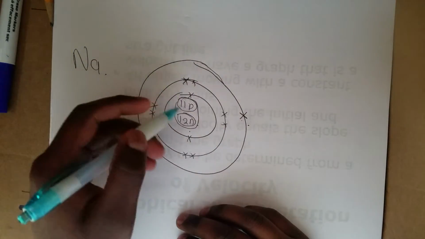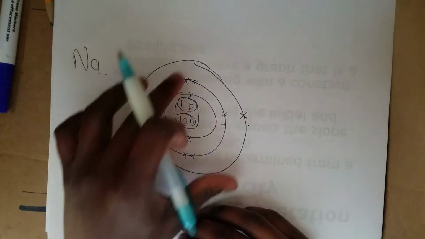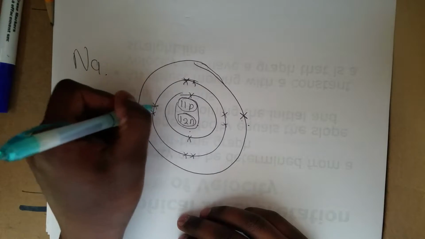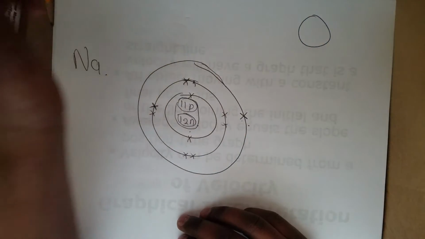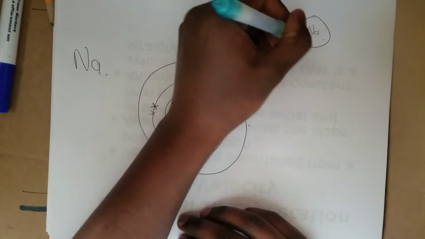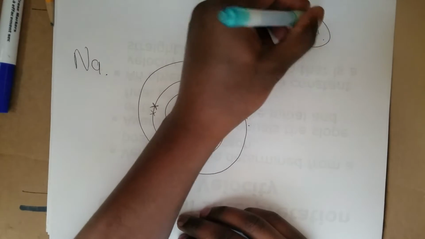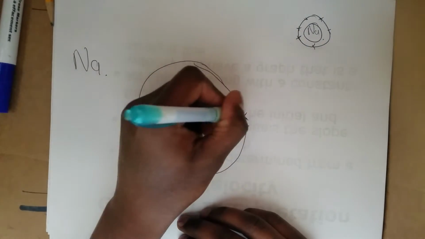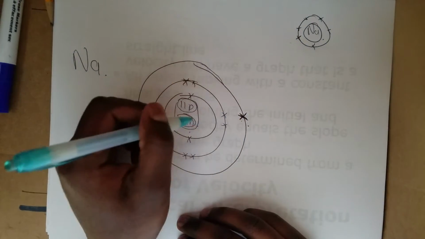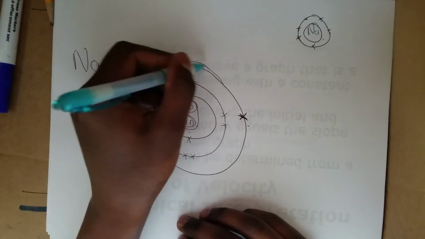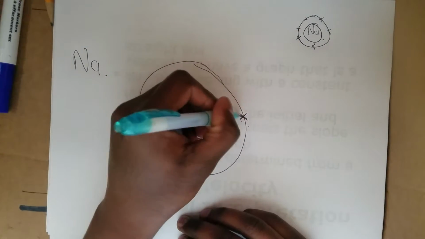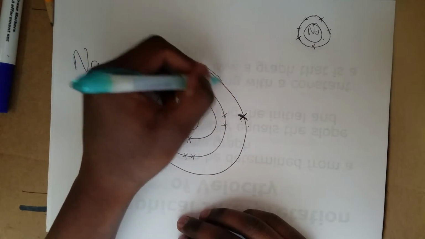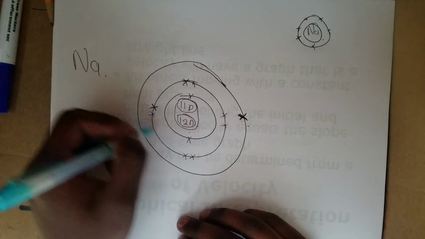The more full the shells of the atom are, the more stable the atom is. So usually what happens is that another atom comes along, let's say another sodium atom or another type of atom, and it passes next to this atom. The atom can either lose an electron or gain 7 electrons in order for the outer shell to be stable.